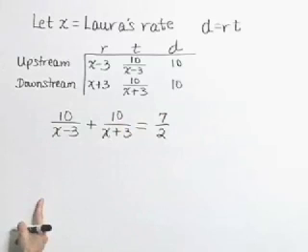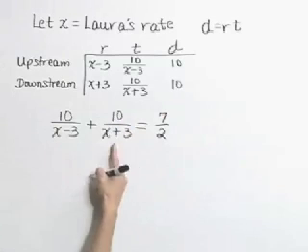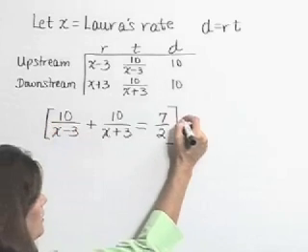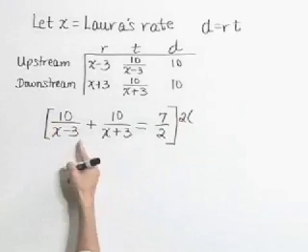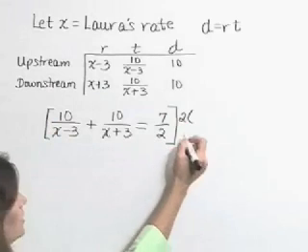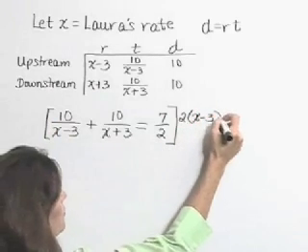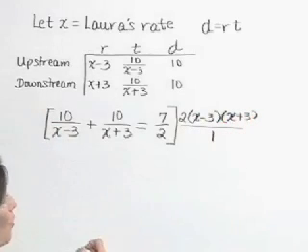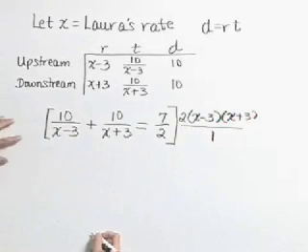Step 4, let's solve. Here we have a rational equation. I'm going to multiply through by a lowest common denominator to get rid of these fractions. That lowest common denominator is 2 times x minus 3 times x plus 3, and you can think of that over 1. Now let's multiply.